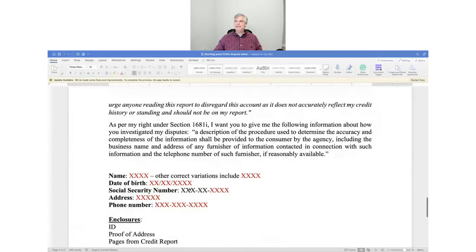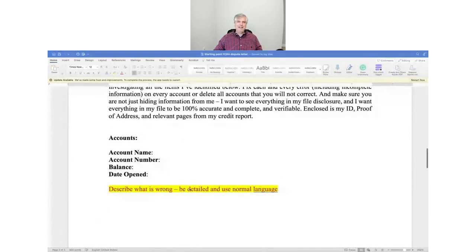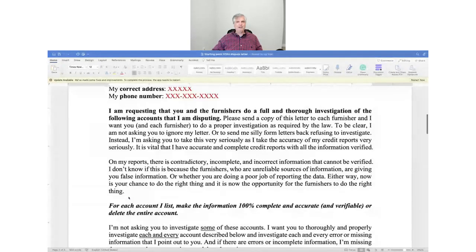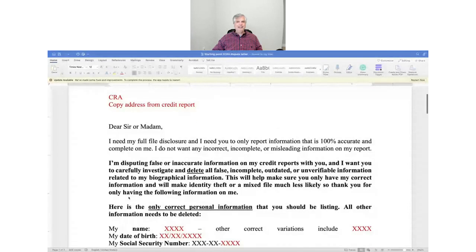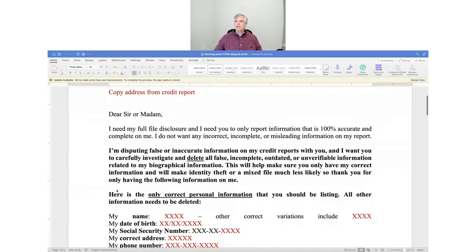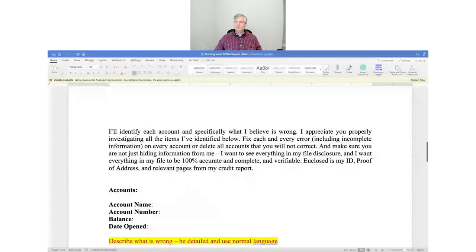Okay. So before I get into the details here, let me know if this makes sense. So we're starting off the letter with saying, hey, I want complete, accurate information. Here's my information. And then, at the end of this, we say, I want my complete file. I want to know what you guys did in your investigation, your method of investigation. You identify who you are. And all that leaves us with is the account or accounts that we are disputing. Okay. So let's talk about how we actually do this.